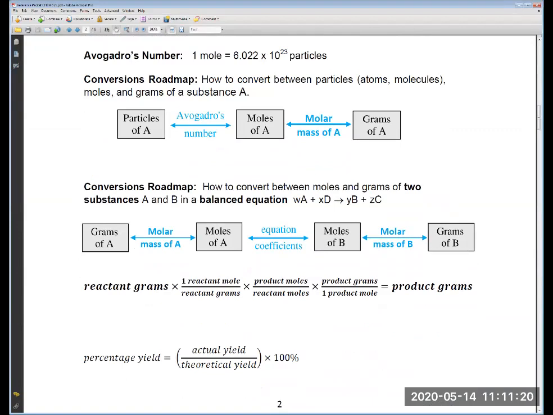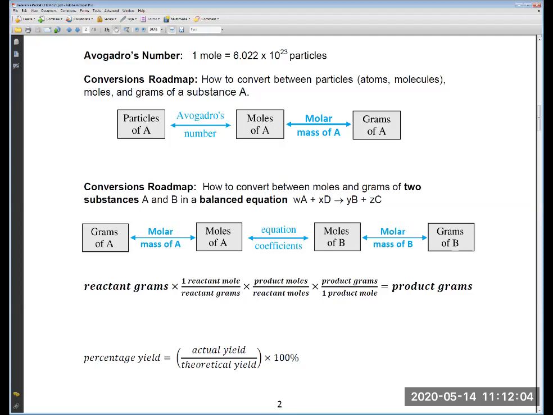So the Avogadro number, those conversion roadmaps. And so be careful, the conversion roadmap, the first one here is for changing particles of a substance to moles of a substance, but the same substance, of course, and to grams of that same substance. So it's when you're dealing with just one substance and you want to know how many grams you have from a given amount of moles or a given amount of particles. Or vice versa, you could have grams of that substance A, you want to convert it to a number of moles or particles.